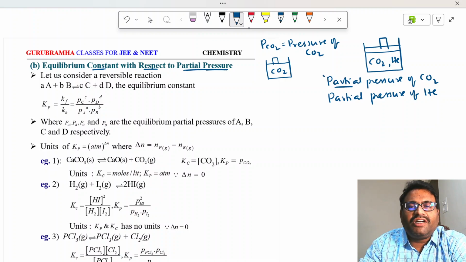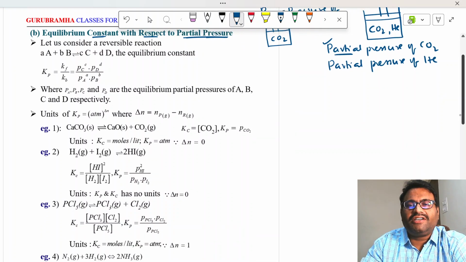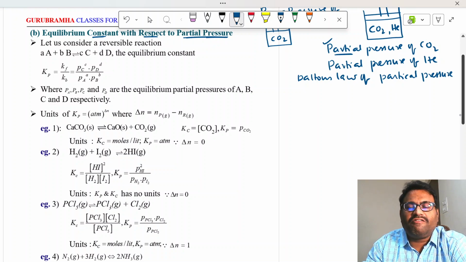So when do we use the word partial pressure? We use the word partial pressure when there is a mixture of gases, they are not reacting, and each gas is exerting pressure. We have studied a law called Dalton's law of partial pressure, in the chapter on gaseous state.